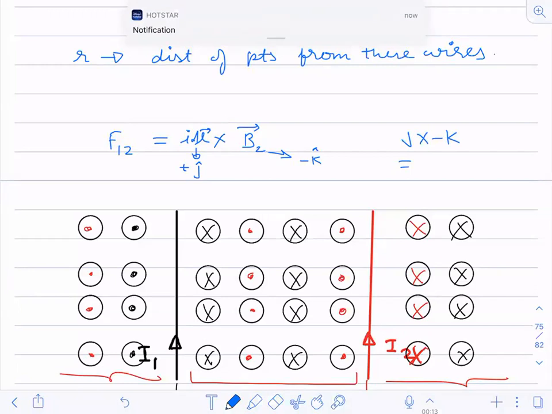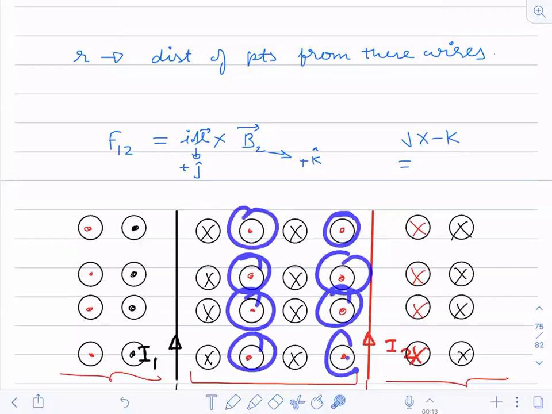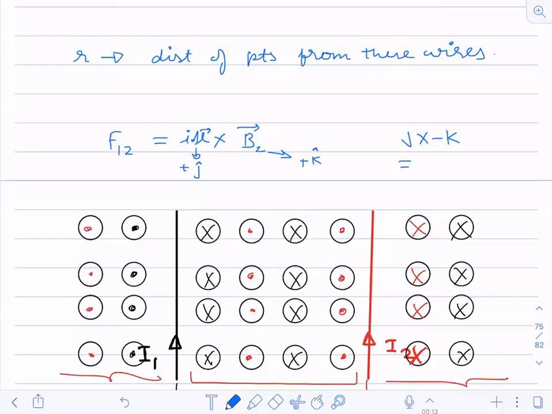Sorry, B2 is plus. B2 is this red colored. Red colored means what? It is coming towards you. Coming towards you means positive. So j cap into k cap means what? Plus i cap.